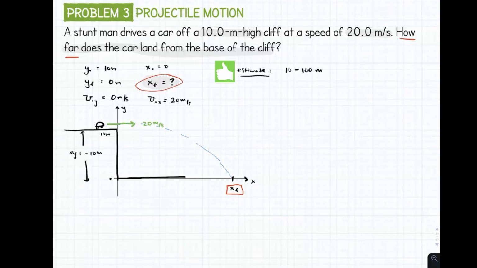So let's start with y, because what we really want to know is the time. We know we can treat the motion in the x and y direction independently. So we need the time it takes for this thing to fall down, and we're going to use that time, because we know there's a constant velocity in the x direction, to figure out how far it's going to travel this way. Okay? Because no matter what's happening in the x direction, falling 10 meters is going to take the same amount of time no matter what.